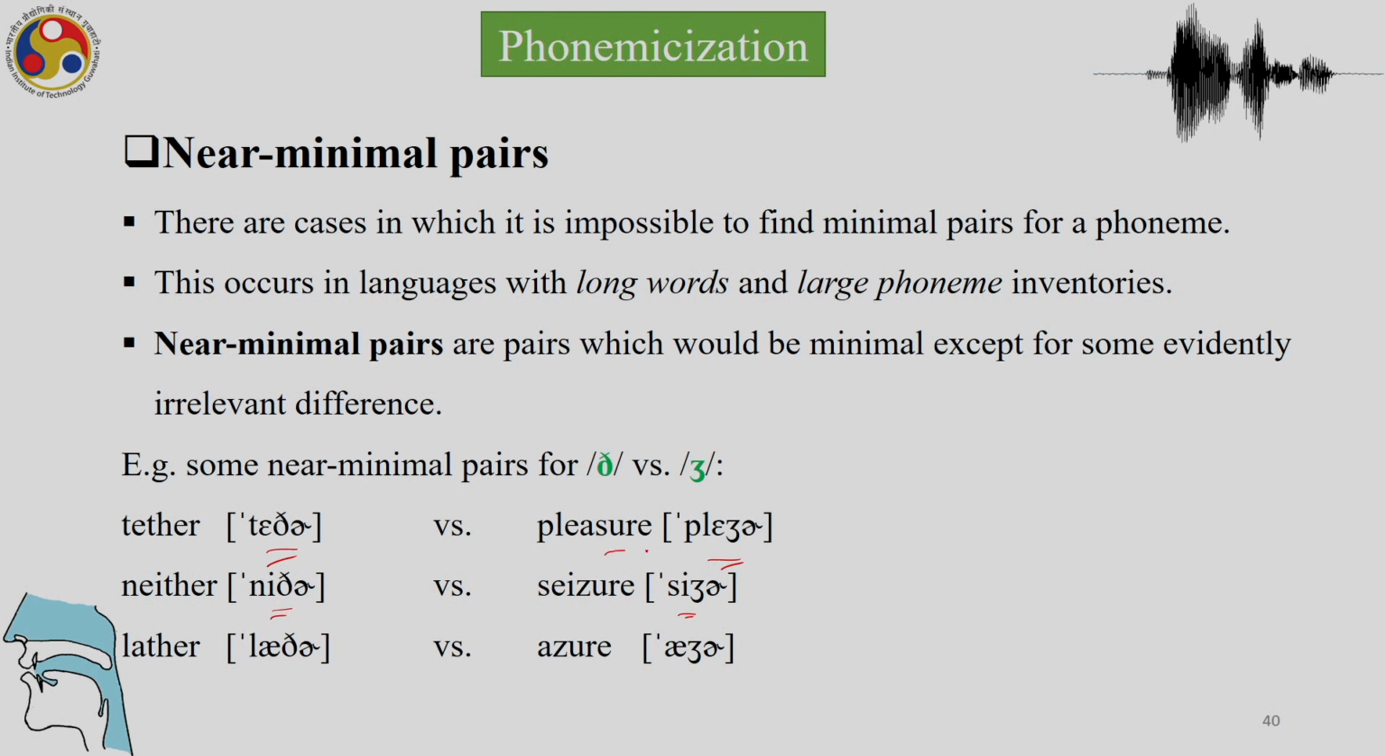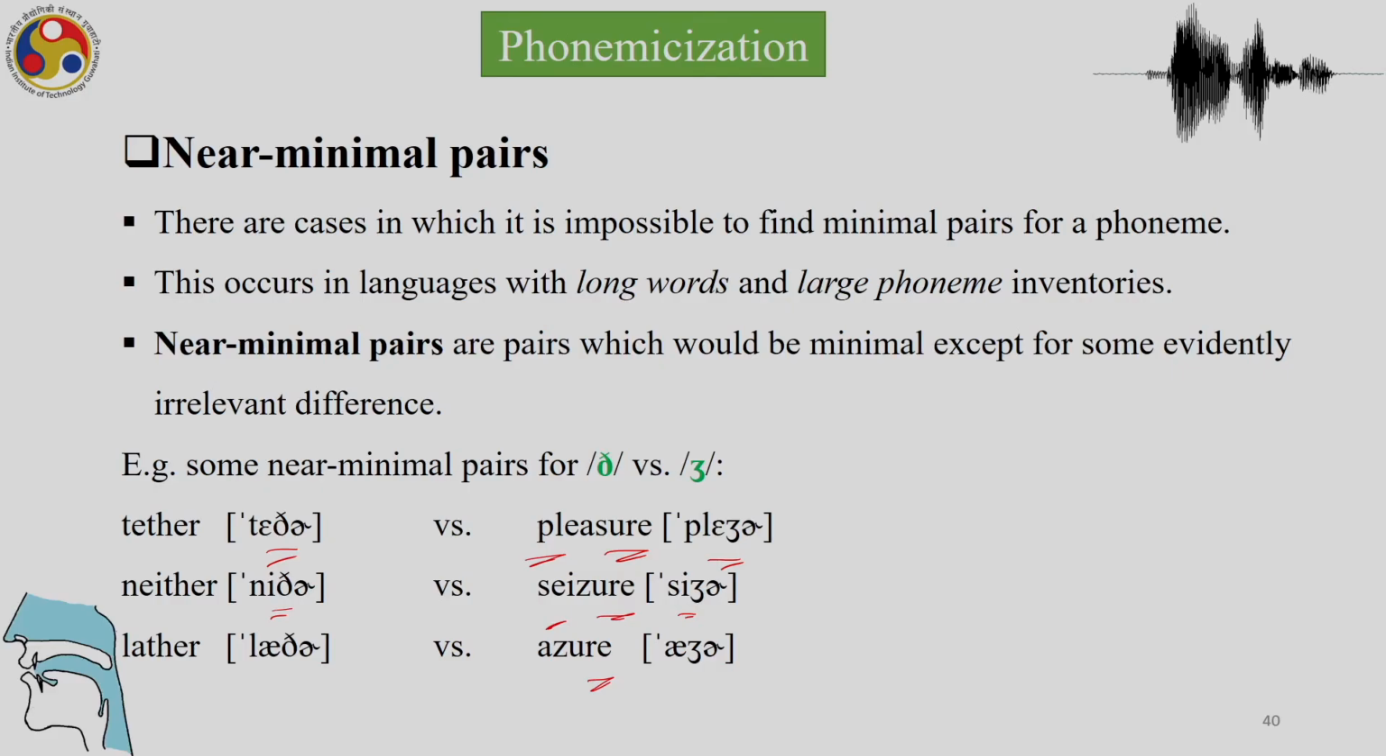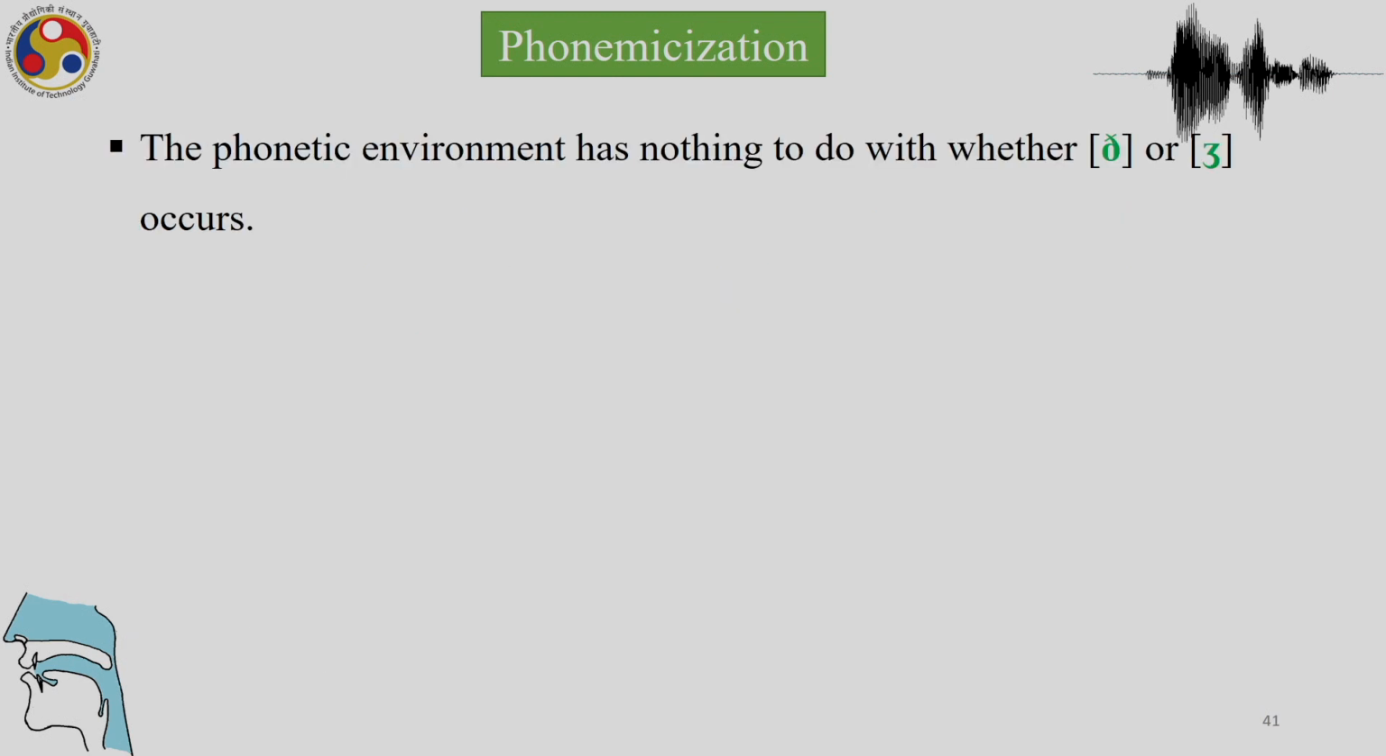Because the following context is the same, but the preceding is not exactly the same. So, instead of ni, we have si here, neither, seizure, and instead of la, we have a here. So, these are called near minimal pairs. So, if there are large phoneme inventories, then we may not find too many minimal pairs, and near minimal pairs are almost minimal pairs, but some not so important difference can always be seen in near minimal pairs.